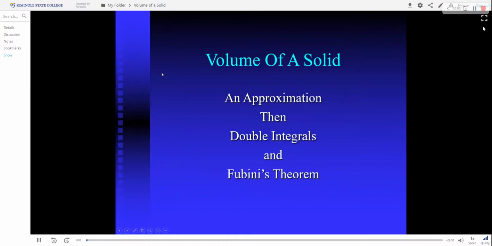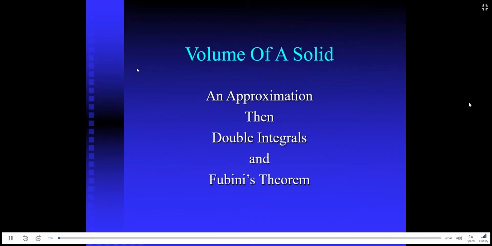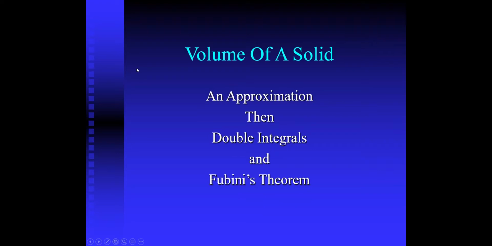Well, I want to take a look at the volume of a solid. I'm going to begin by approximating the volume of a solid by adding up the volumes of a bunch of approximating rectangular solids, boxes. Then I'm going to review a little bit from Calc 2, because I want to look at how we can do this in Calc 3 using an iterated double integral, and how we can evaluate that using Fubini's theorem. So that's the plan here.